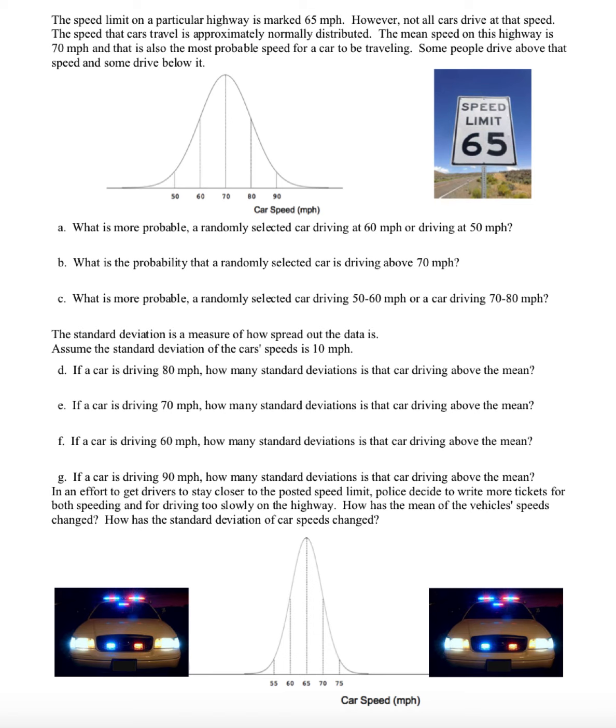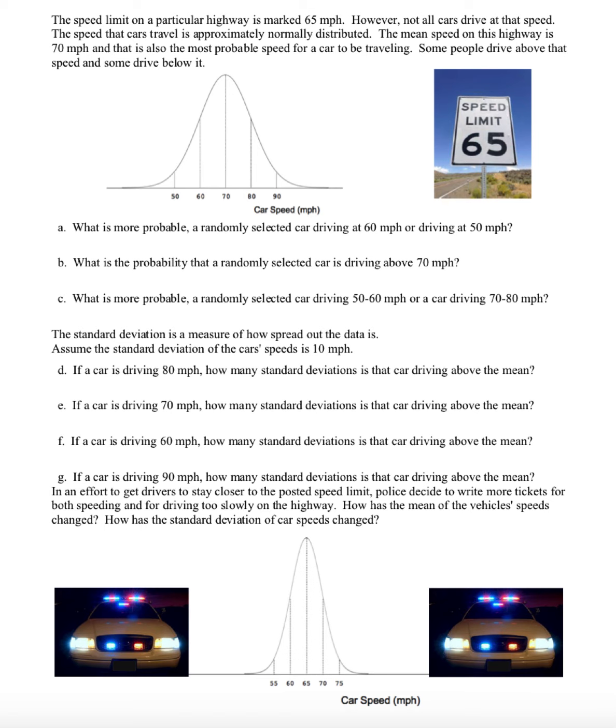Let's say that the mean speed on the highway is 70 miles an hour, and that's also the most probable speed for a car to be traveling. Some people drive above that speed, and some drive below it. The figure below shows a continuous probability distribution for the speeds that people are driving.